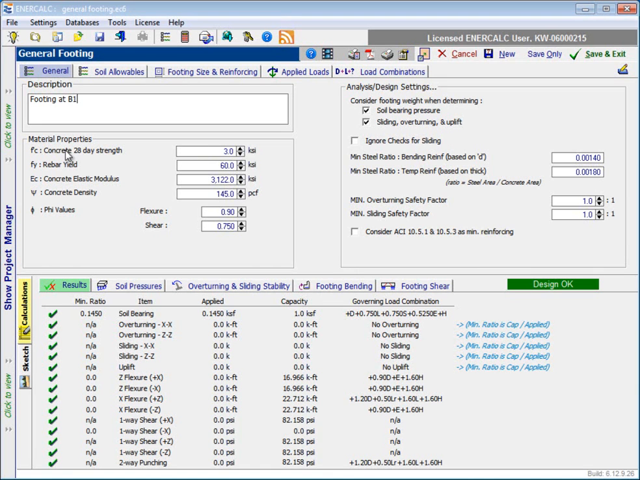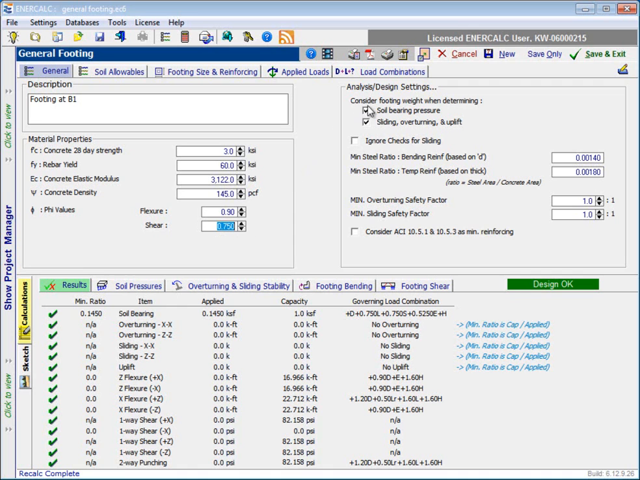Moving down the screen, we have a category called Material Properties that collects information like F'c for the footing, Fy for the rebar to be used in the design, the Young's modulus for the concrete, the unit weight of the concrete, and then phi values for flexure and for shear. All of those values look good to me for our example, so I'll just leave those as is.